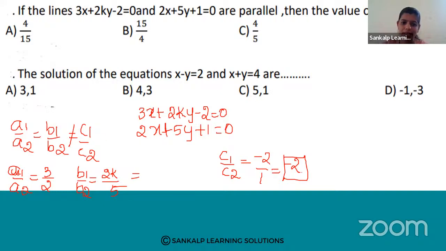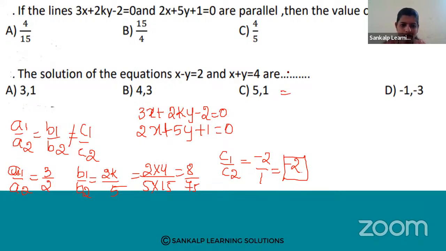First option is 4 divided by 15. When you substitute 4 divided by 15 in place of k, here 5 is there, so 8 divided by 75 you will get. We need 3 divided by 2, so this is not correct. It is wrong. Next one.